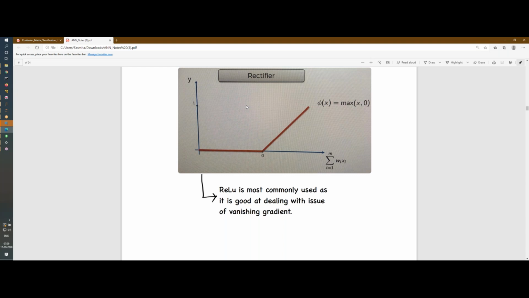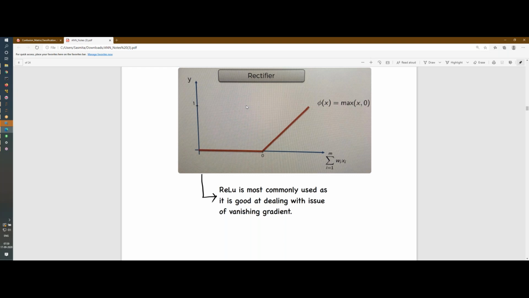Let's say my prediction is, I'm predicting 90 lakhs as the house price. What will be the output? X is 90 lakhs. What will be the output if I pass it through rectifier? 90 lakhs. Let's say my prediction is minus 35 lakhs. What will be the output? 0. Now my prediction is 45 lakhs. What will be the output? 45.